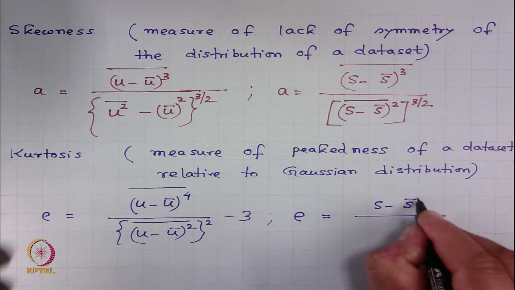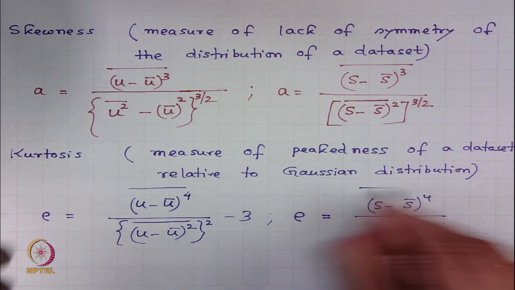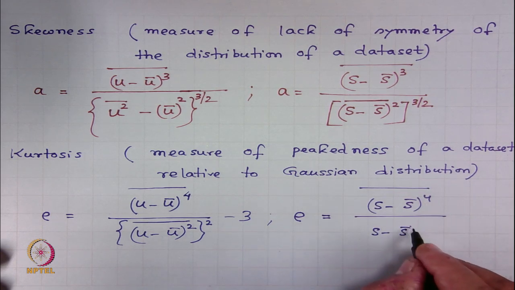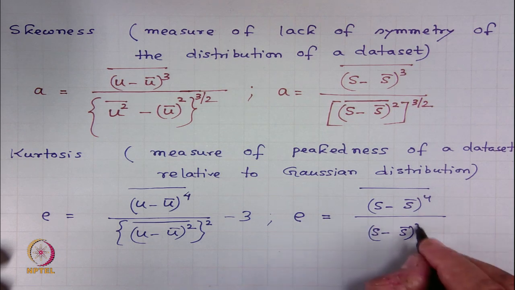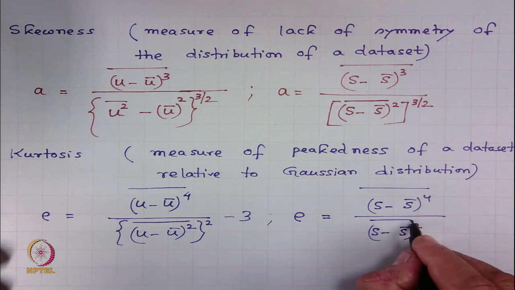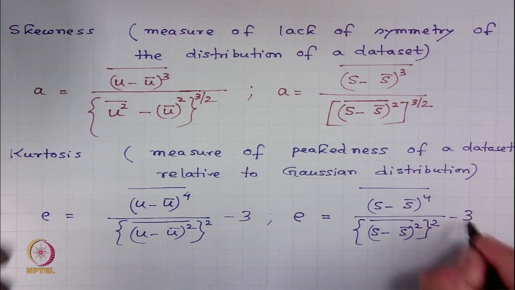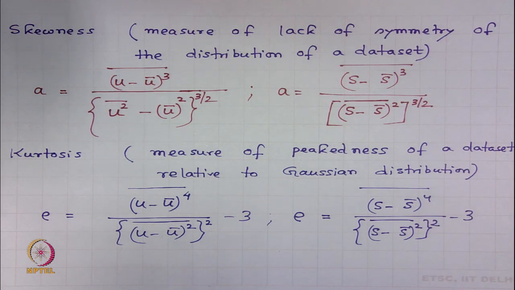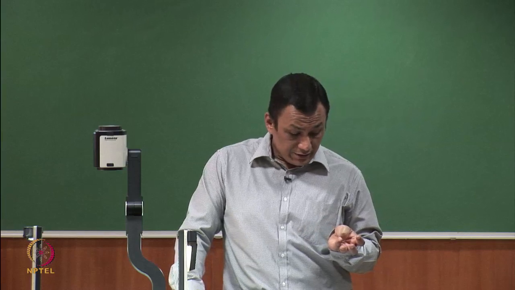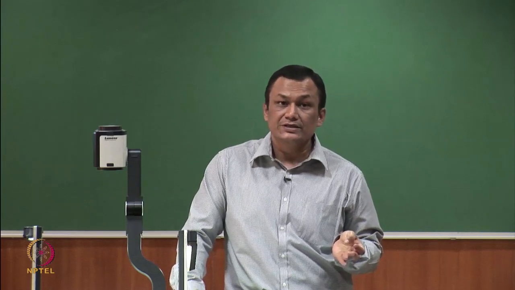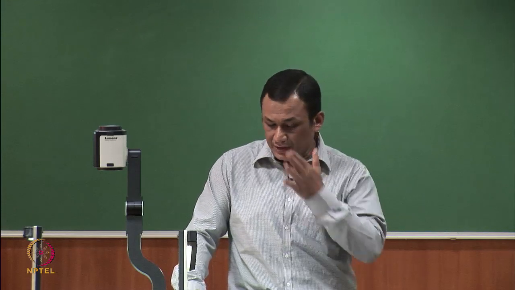S minus s bar, this, s minus s bar squared, to the power squared, minus 3. So, we talked about mean, variance, standard deviation, coefficient of variation, skewness, kurtosis, all can be found out.